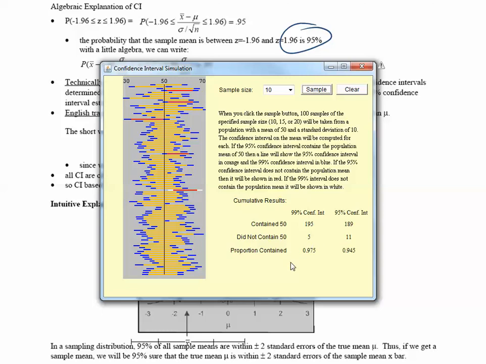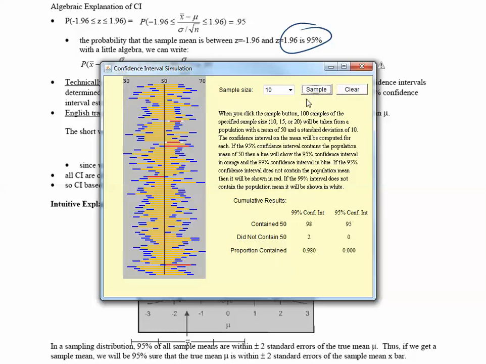Now, that doesn't always happen because of randomness. In fact, let's clear this and sample again. Now we have 1, 2, 3, 4, 5. Okay, so we still have 5 that don't contain the population mean in the 95% confidence interval. But we actually have 2 samples that don't contain the population mean in the 99% confidence interval. So we would have expected only 1 of those 100, and we got 2 of those 100.